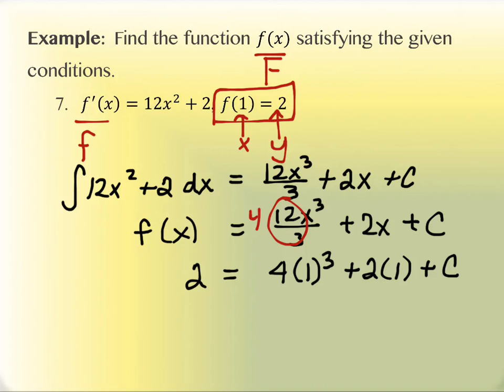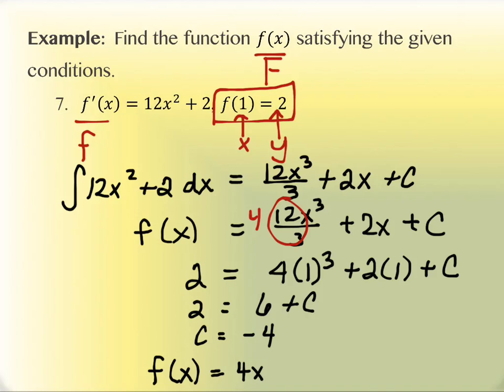So what do I have on the right-hand side with that c? 6. So what does c have to equal? C would have to be negative 4 for that to work, right? Or subtract the 6 to the other side if you prefer. Now, please be sure to answer the question asked. The question said find the function f of x, not just figure out what c is. So we actually are going to write out the function with the c plugged in.